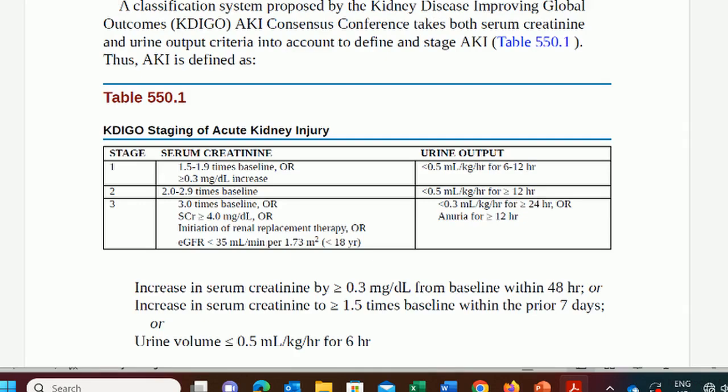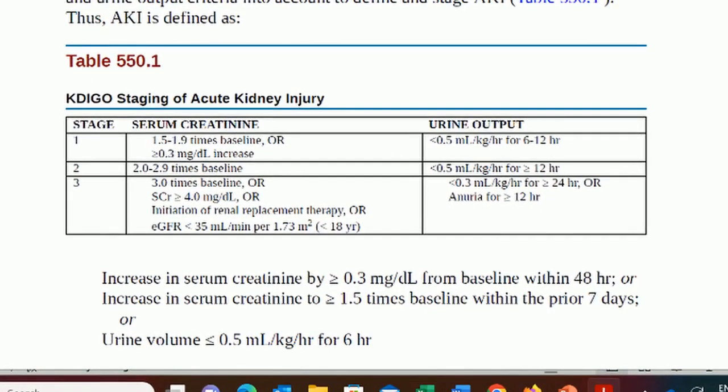This chart shows the KDIGO staging of acute kidney injury. It defines the severity of the injury by cross-referencing increases in serum creatinine against strict parameters for urine output over time. Look specifically at stage 3. A patient reaches this critical threshold either when their creatinine spikes to 3 times their baseline or reaches 4.0 milligrams per deciliter, or when absolute anuria, zero urine output, persists for 12 straight hours.